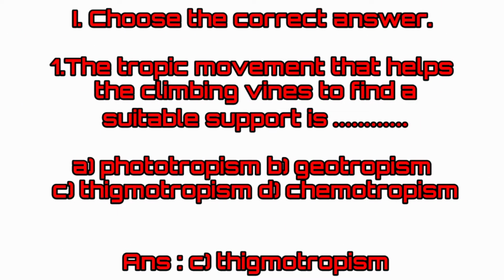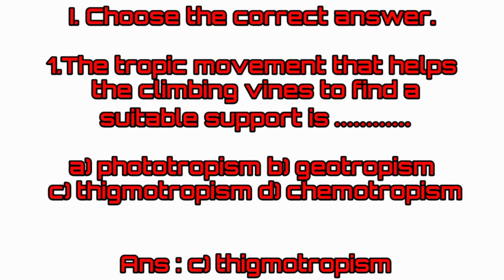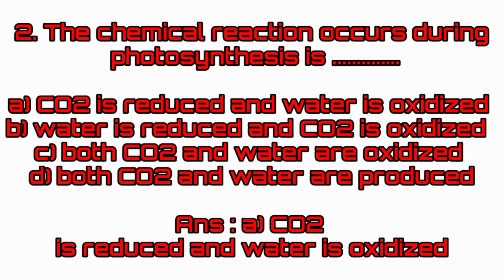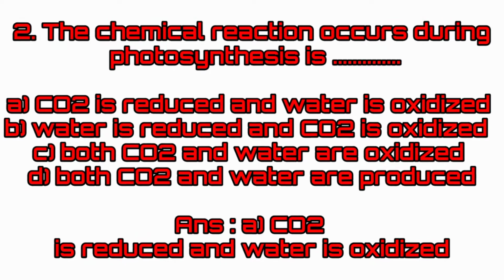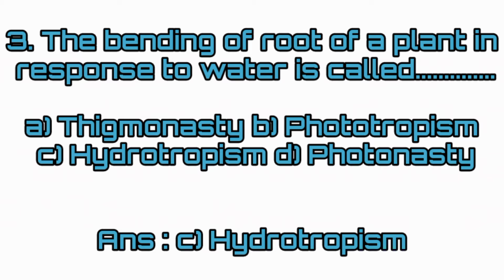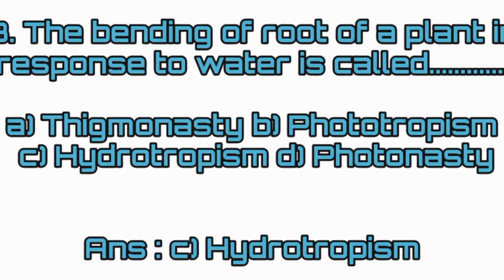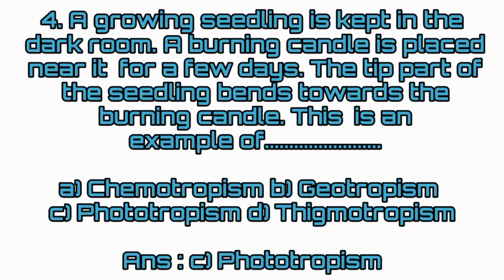Choose the correct answer. The tropic movement that helps the climbing vines to find a suitable support is answer C, thigmotropism. The chemical reaction that occurs during photosynthesis is option A: carbon dioxide is reduced and water is oxidized. The bending of the root of a plant in response to water is called hydrotropism, option C.